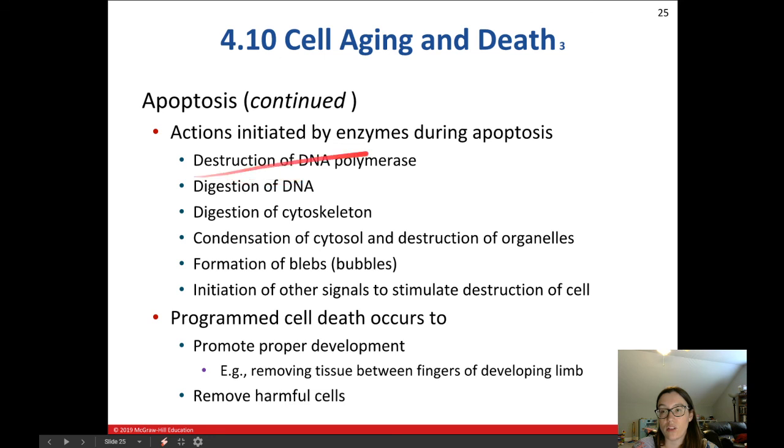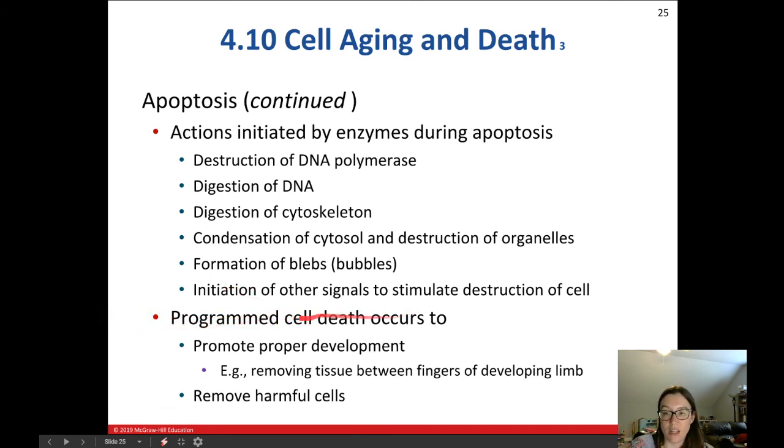So first, things that are going to happen, we're going to destroy DNA polymerase. It digests the DNA. Then the digestion of the cytoskeleton is going to happen. The cytosol kind of condenses and all the organelles get destroyed. And the cell kind of just shrivels up. And there's a picture, I think, in your book, but I don't think it made it here. And so it kind of shrivels up, but if it's filled with viruses, it's better about not releasing them as much, and it also doesn't usually cause as much inflammation.